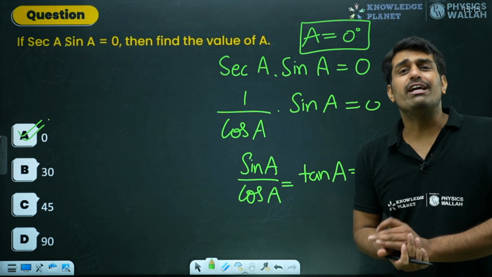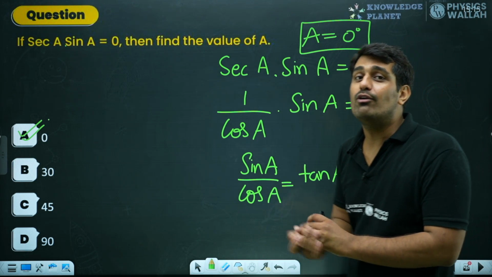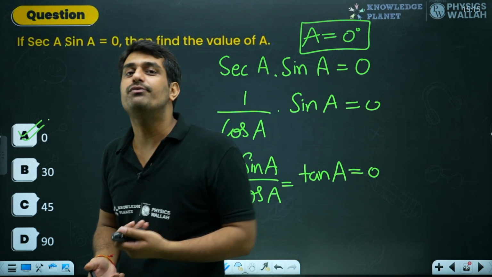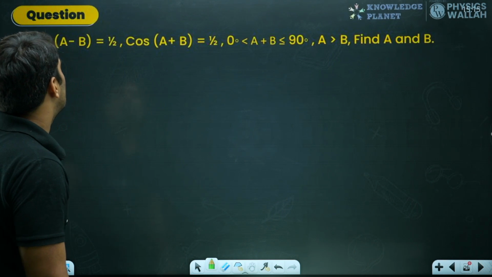So this was all about trigonometric ratios. For the entire 1 hour we talked about trigonometric ratios. Now we move on to the application or the use of trigonometric ratios further, which is related to trigonometric identities. One final question I will be talking about, this one.